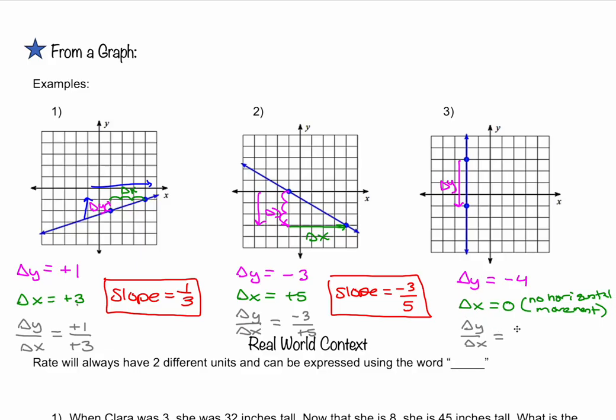So my change in y is negative 4 divided by change in x is 0. I am not allowed to divide by 0. This will be an undefined slope. And again, because this was a vertical line, that automatically told me that it was an undefined slope, and the math proves it because we cannot divide by 0.